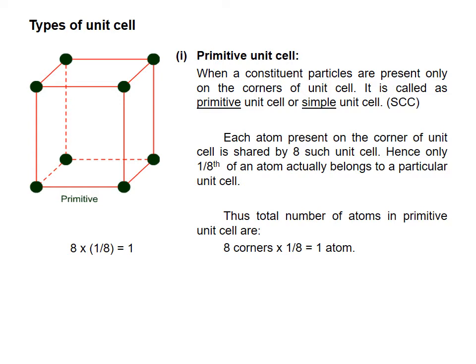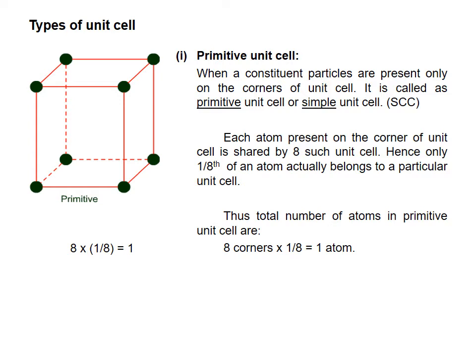When constituent particles are present only on the corners of the unit cell, it is called a primitive unit cell or simple unit cell, which is symbolized as SCC. As shown on your screen, the constituent particles are present only on the corners of the unit cell.